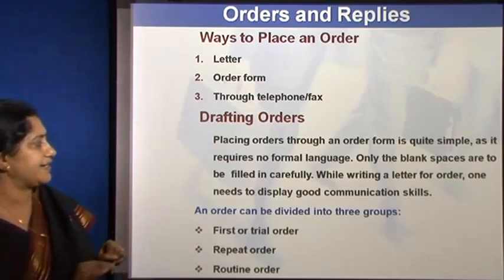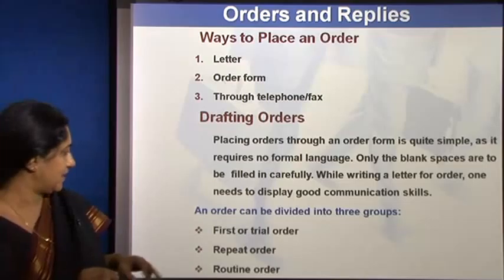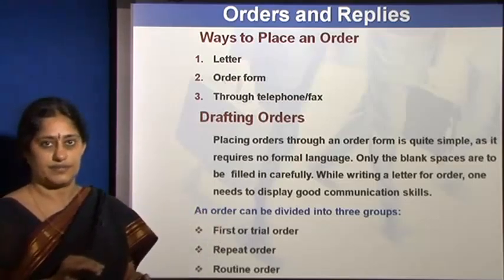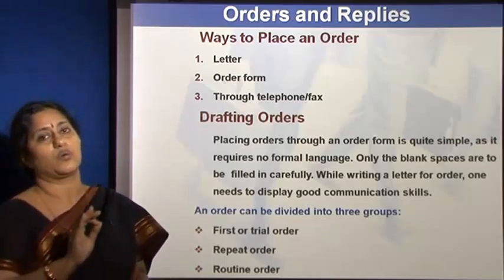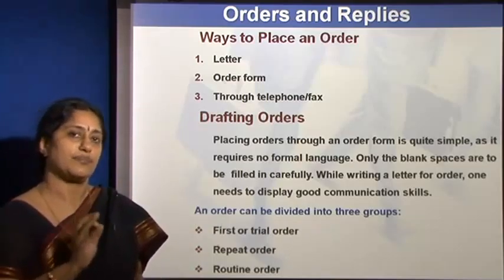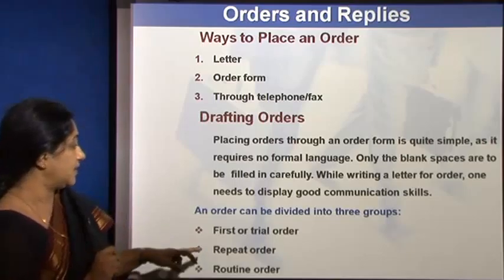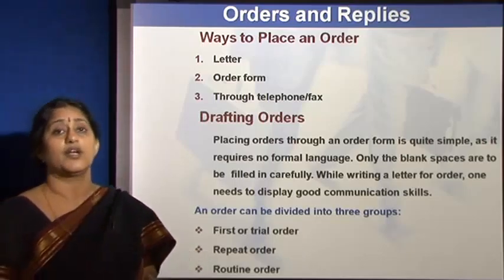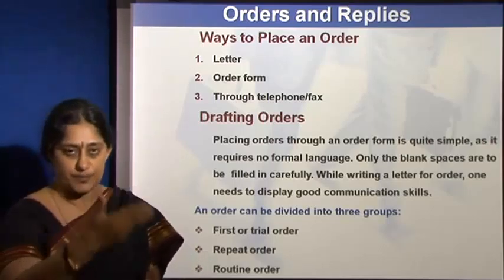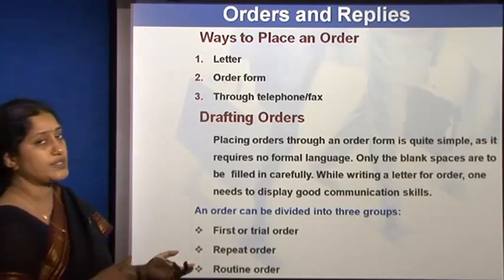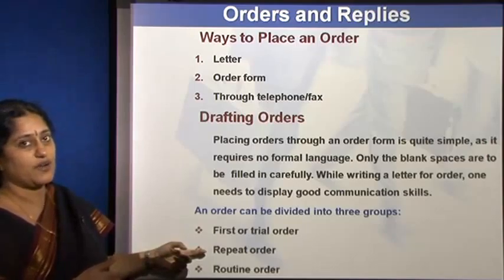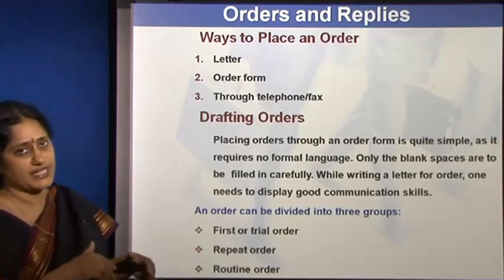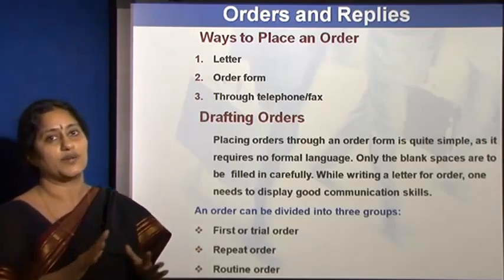An order can be divided into three groups. First or trial order. We may place the first order or a trial order because we want to see how the product or the service will be from that particular seller. Repeat order. I am very happy with what I have received before and I would like to place a repeat order. Routine order. So the first becomes repeat once we are happy, and repeat becomes routine when we know we need that on a regular basis.